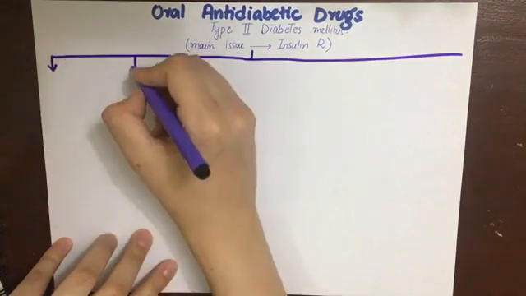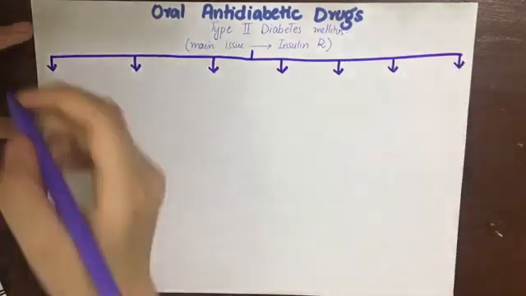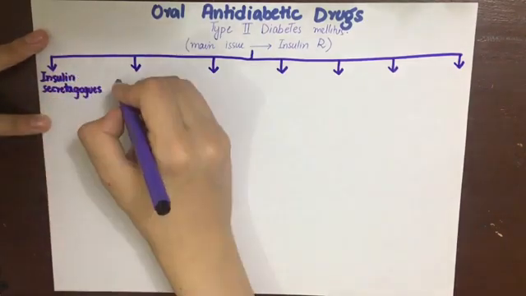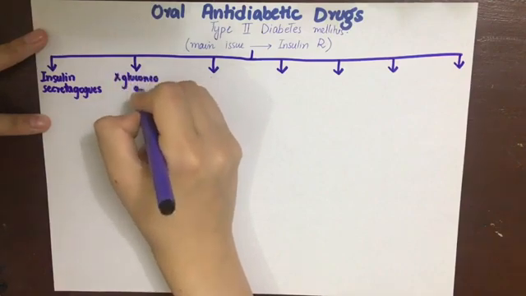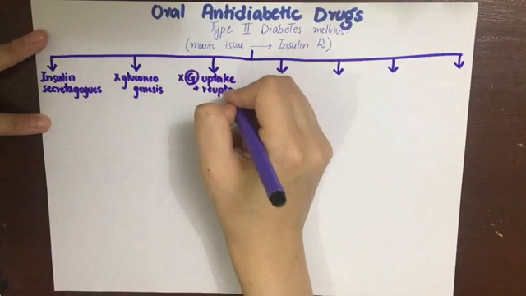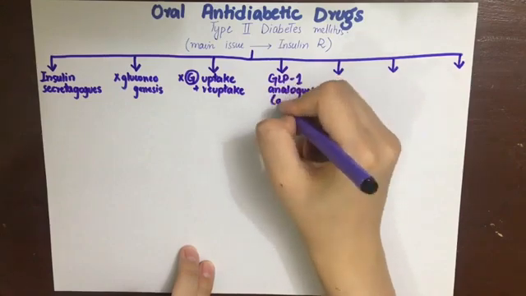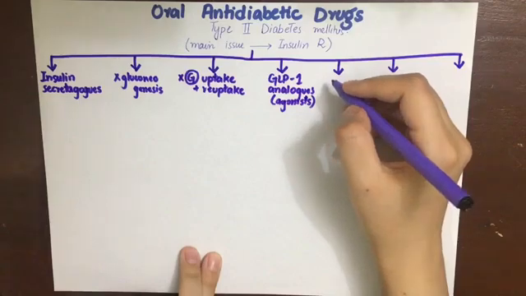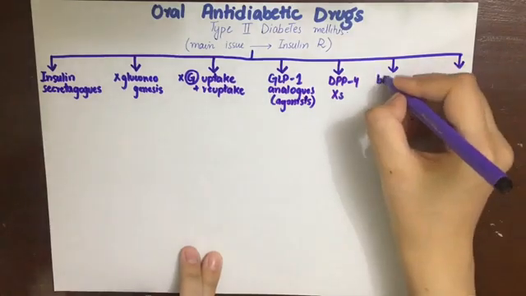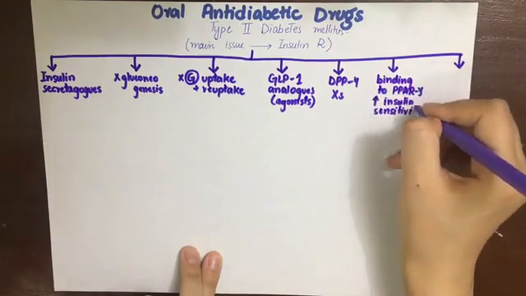The first class of the drugs are those which will stimulate insulin secretion. So they are known as insulin secretagogues. The second class of drugs will decrease gluconeogenesis by inhibiting fructose 1,6-bisphosphatase enzyme. The third class of drugs will either inhibit glucose uptake from the gut or reuptake from the kidney. The fourth class of drugs are GLP-1 analogues or agonists. Next are dipeptidyl peptidase 4 inhibitors. Next are those which bind to PPAR gamma and increase insulin sensitivity. And lastly, we have amylin analog.